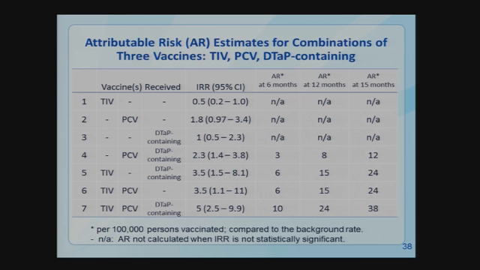So we can see that in the far right column at the bottom row, our highest estimate of attributable risk is for the 3-way combination of these 3 vaccines given at 15 months of age, which gives us an estimate of 38 febrile seizure cases per 100,000 persons vaccinated with that combination of vaccines compared to the background rate or no vaccine.